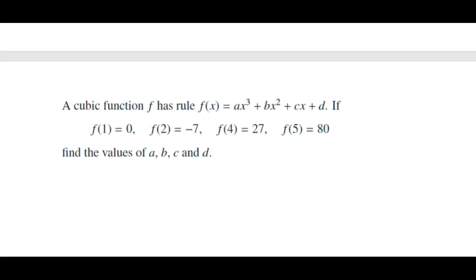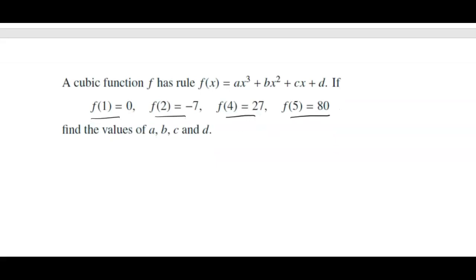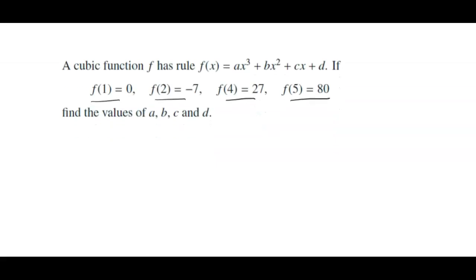Now in this case, as we noticed, there are 4 missing items in this rule: a, b, c and d, right? And to work out all the 4 values, they've given us 4 pieces of information in this question. So in other words, what we're going to end up having is a set of 4 simultaneous linear equations to solve.